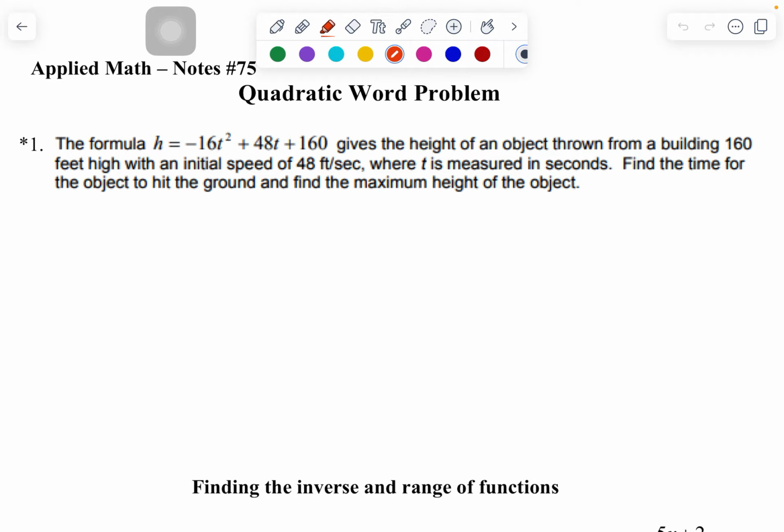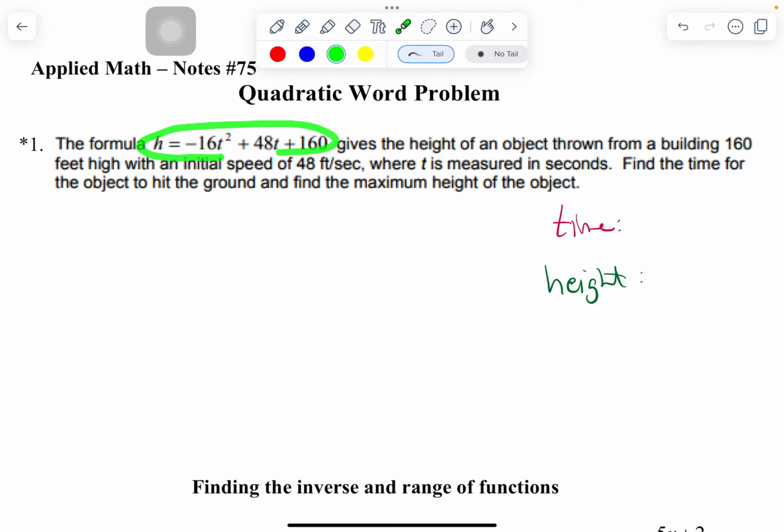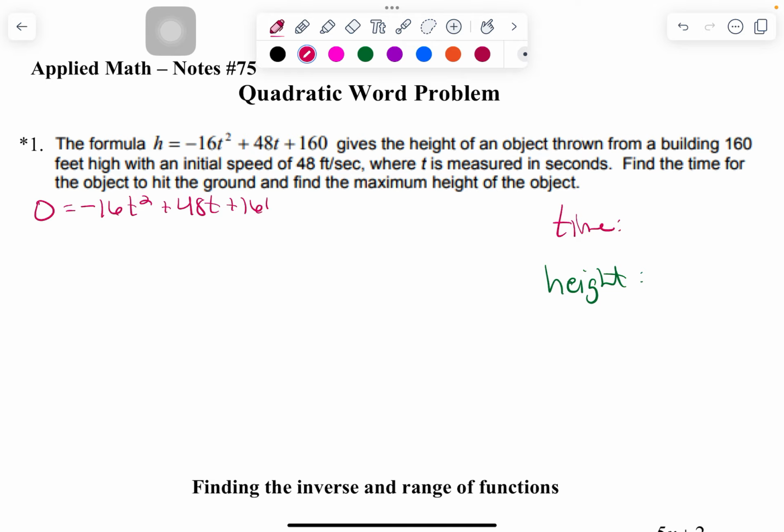So there's two different questions I'm asking for here. So I want a time, and then I want a max height. All right, so let's talk time. And specifically, I want the time for the object to hit the ground. So remember, this h is the height of an object. Well, if the object is hitting the ground, the height is nothing. The height's 0. So what I'm going to do is take this equation, and where I have h, this height, I'm going to make it 0. All right, so 0 is equal to negative 16t squared plus 48t plus 160.